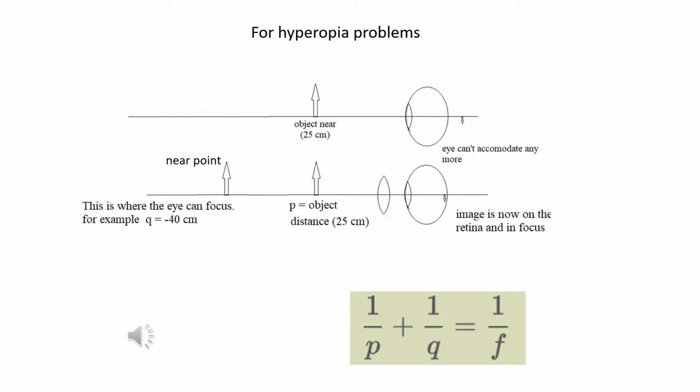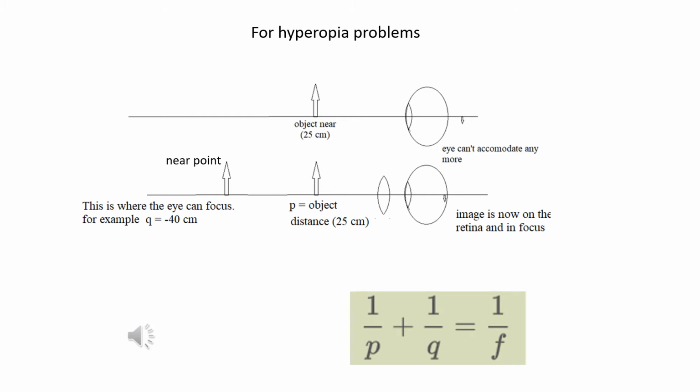So for hyperopia, which is farsightedness, the eye can't see things that are near. Say 25 centimeters is the normal near point, and if you put an object 25 centimeters from a hyperopic eye, it can't focus it, as in the top image. An eye like that might have a near point of 40 centimeters or some other number, but for example, if this eye has a near point of 40 centimeters, it means it can't see anything closer than 40 centimeters.